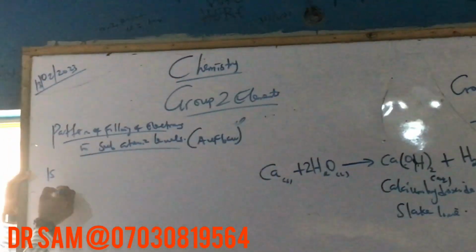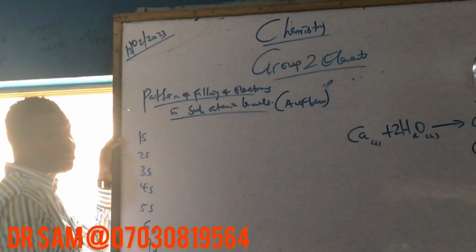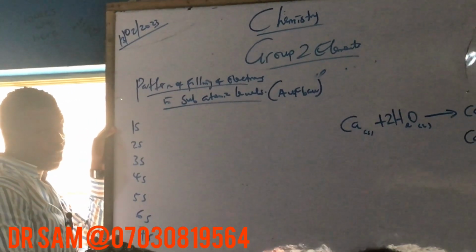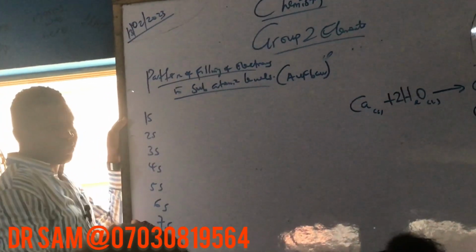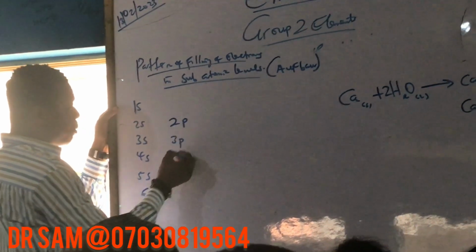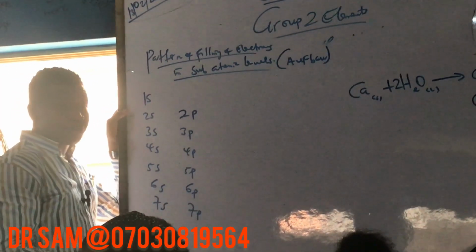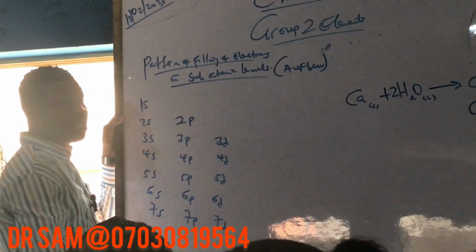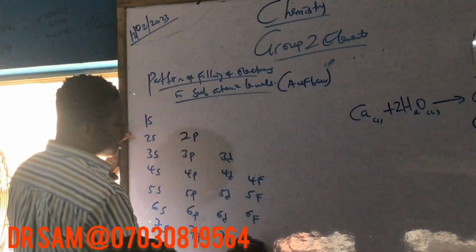So what is this pattern? We have 1s, 2s, 3s, 4s, 5s, 6s, 7s. We are using the period to label the levels. There are 7 periods and there are 4 blocks. Then p starts from 2p to 7p: 2p, 3p, 4p, 5p, 6p, 7p. Then d starts from 3d, 4d, 5d, 6d, and 7d. Then f starts from 4f, 5f, 6f, and 7f.